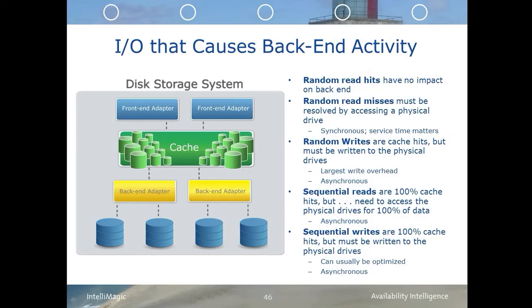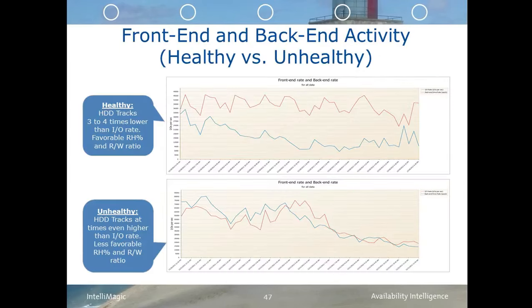Random read hits do not involve the back end at all, as they only touch the cache. Random read misses access the physical drive and are synchronous, so the latency matters. Random writes go straight to cache and are staged asynchronously. Thus they use the drive, but not right away. Sequential reads and writes access the drives, but generally are asynchronous. Pre-staging and destaging are used to avoid the drive latency from adding to the I/O response time.